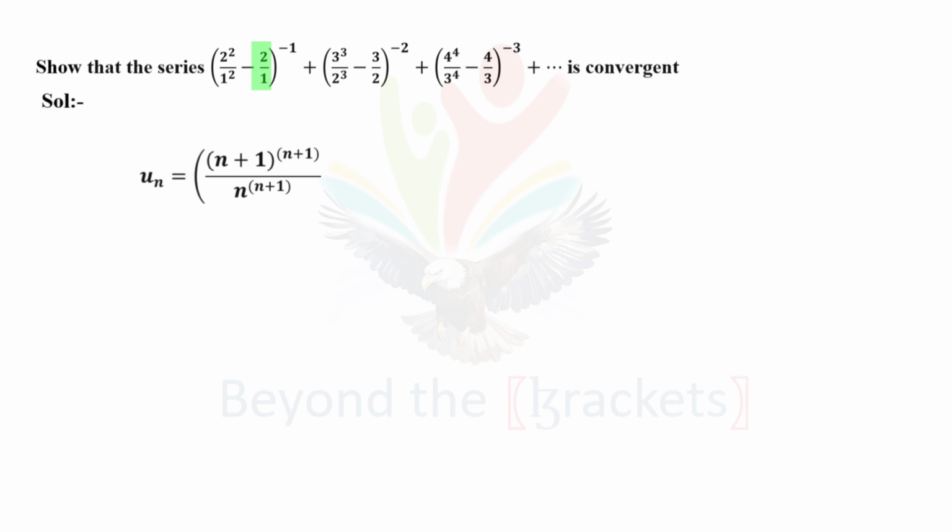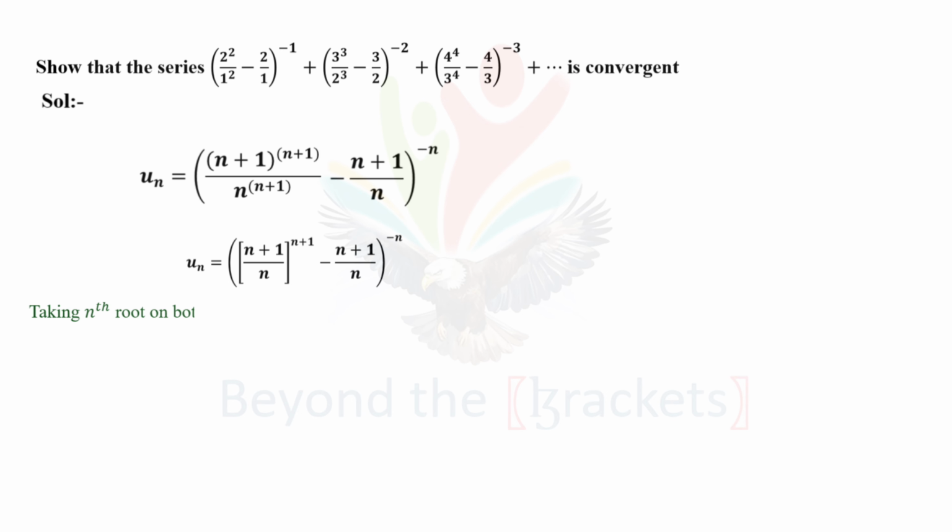The right side of the first term has 2 by 1. Second term has 3 by 2. Third term has 4 by 3. So the nth term will have (n plus 1) by n. The first term has power minus 1, second term has power minus 2, third term has power minus 3. So the nth term will have power minus n. Again, the entire term can be written as power minus n. So the root test is applicable for this question.